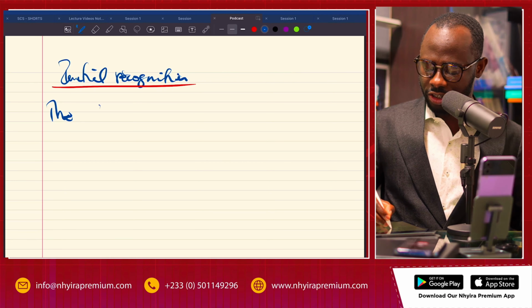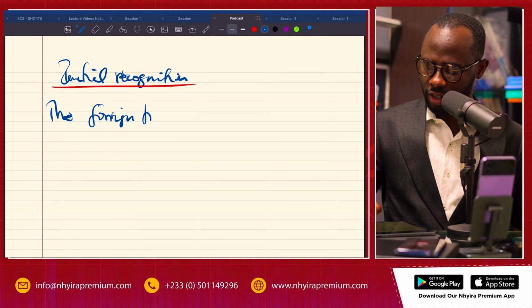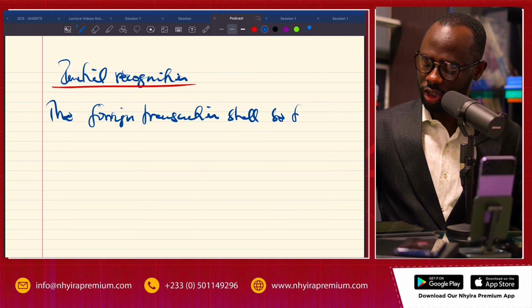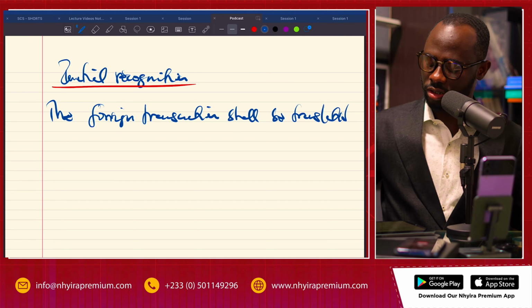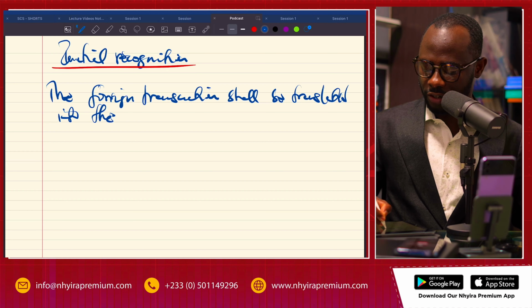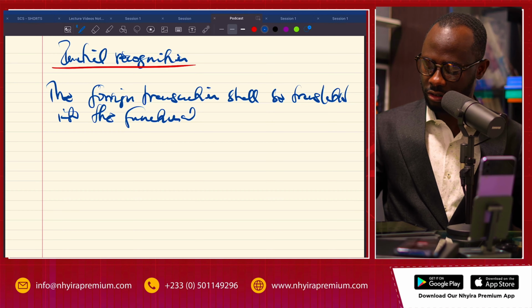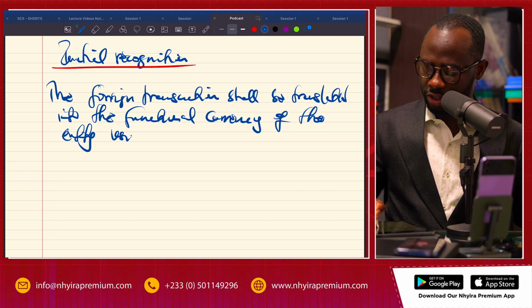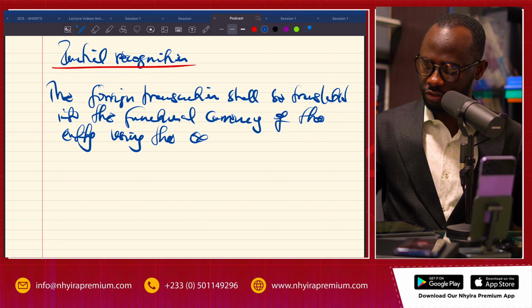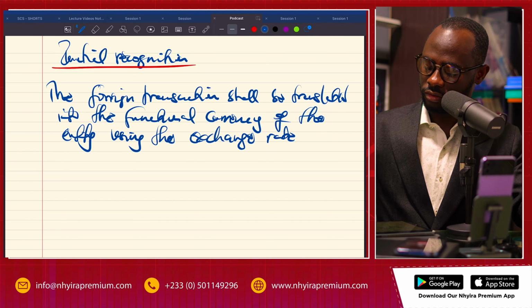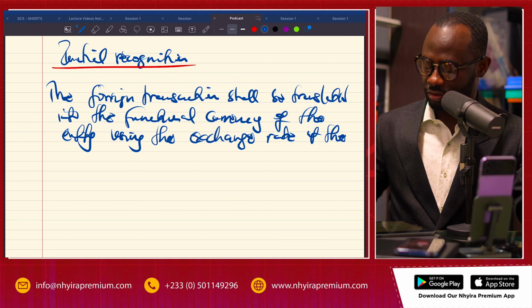The foreign transaction shall be translated into the functional currency of the entity using the exchange rate at the date of the transaction.